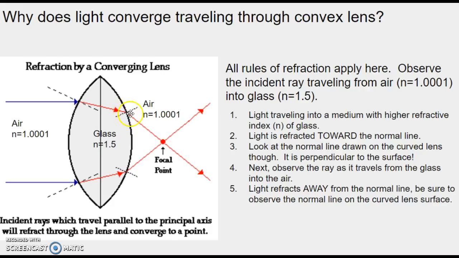It is going to then refract here. Here's my incident ray, here's my refracted ray. It's going to bend, or refract, away from the normal line, and it's going to reach the focal point. The same rules apply here. Low to high, it's going to bend towards. High to low, at this normal, it's going to refract away from the normal line. So incident rays that travel parallel to the principal axis will refract through the lens and converge to a point, and that's our focal point.